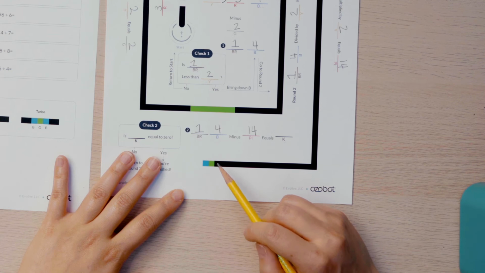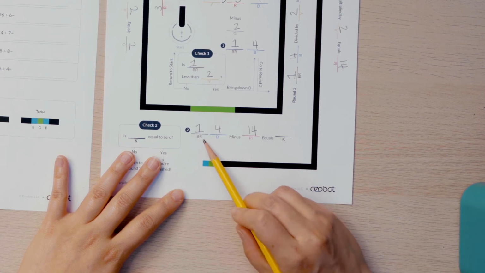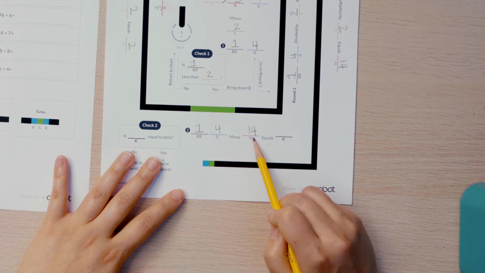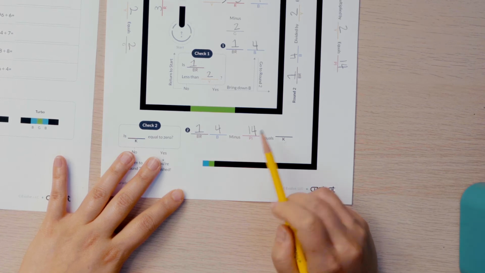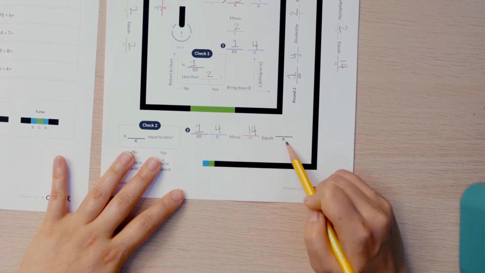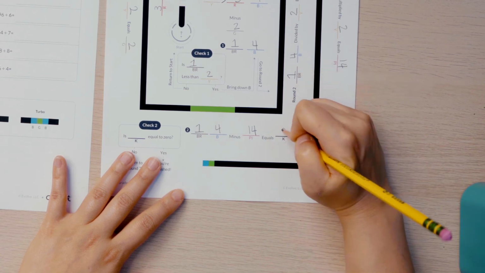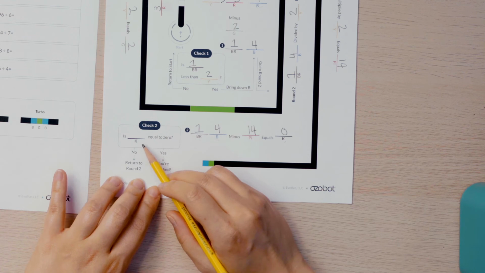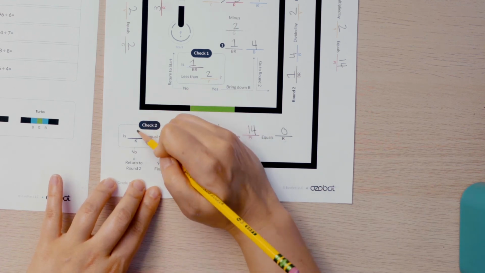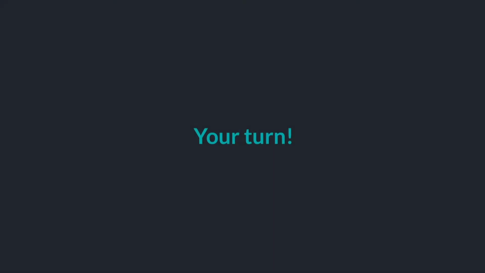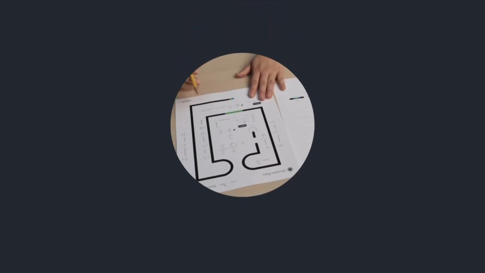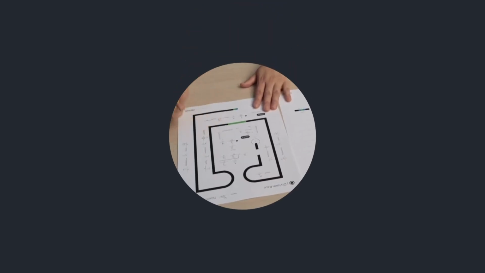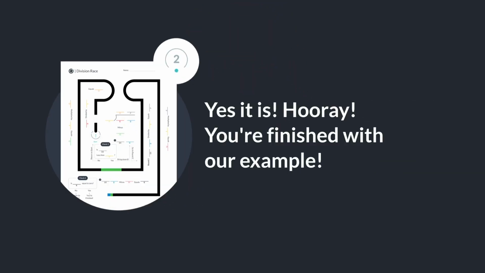Subtract is the next step. Subtract brown line, blue line, which is 14, minus pink, which is 14, and write the answer on the black line labeled K. The answer is 0. Next, we are checking, is the number on the black line equal to 0? Yes, it is. Hooray! You're finished with our example.